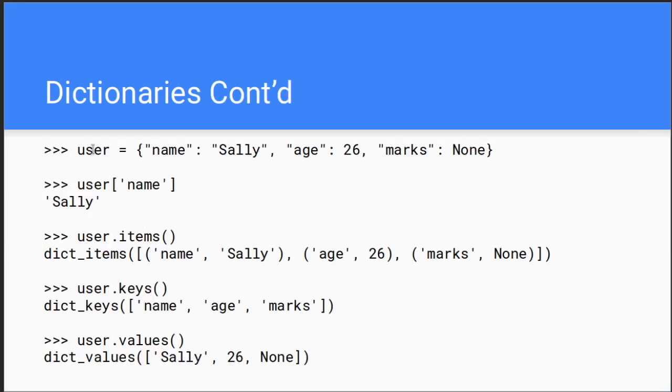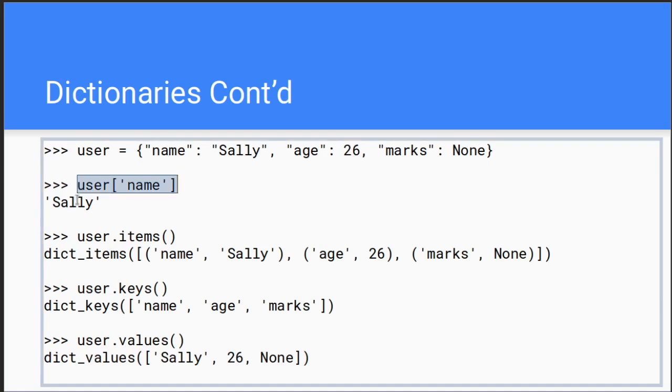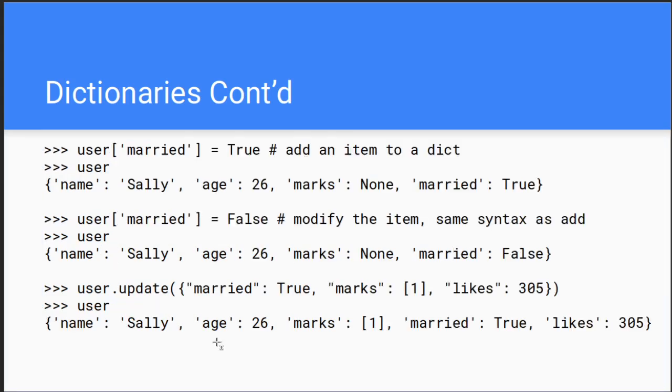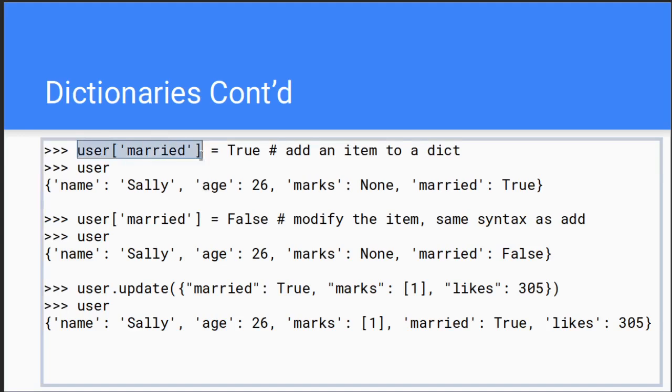So let's take a look at some examples. Let's set a user equal to name Sally, age 26, marks none. Let's take a look at her name, Sally. There's some iterable methods we can call to find out the items or the keys or just the values. We can also index the dict to find out what value is at the married index for this user dict. So we're going to set it equal to true.